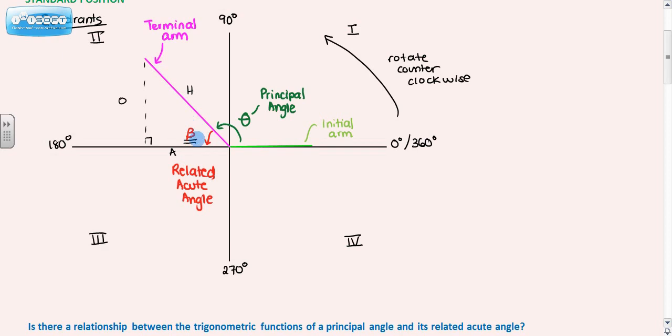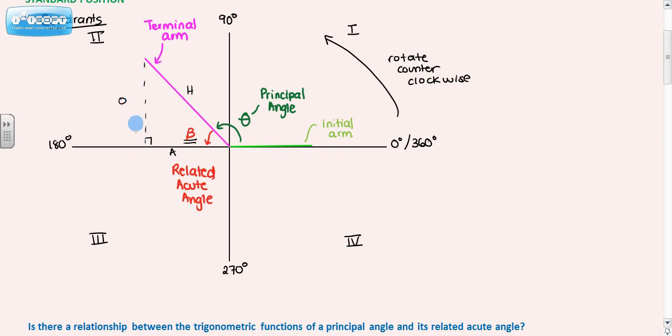And then we also learned that we can draw a right-angled triangle with our related acute angle using the terminal arm, where if I draw from the terminal arm down to the x-axis, we can make a right-angled triangle. This right-angled triangle encases the related acute angle, and we can also figure out the side lengths.